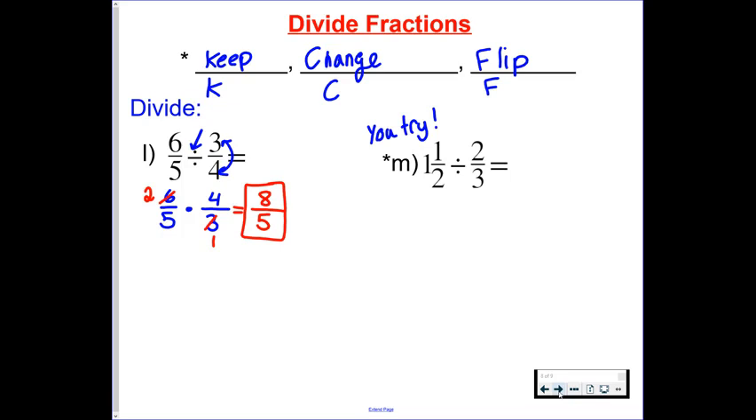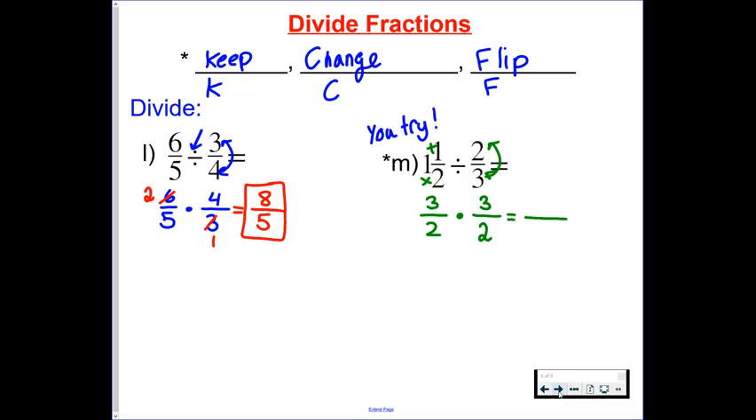Okay, let's check and see how you did. First thing, this 1 and 1/2 is a mixed number, so I'm going to first change that to an improper fraction. Keep the denominator of 2, multiply and add. 2 times 1 is 2, plus 1 is 3. Change this to multiplication, and flip the second fraction over.